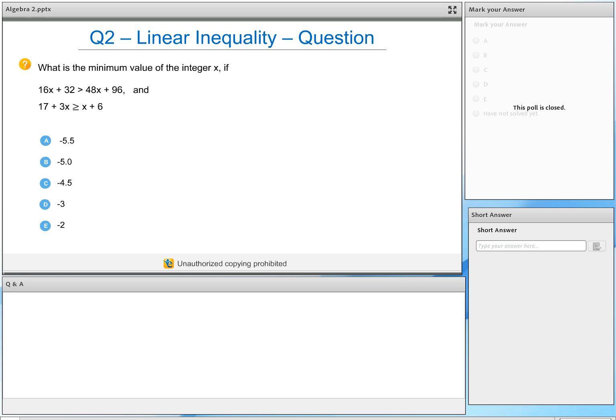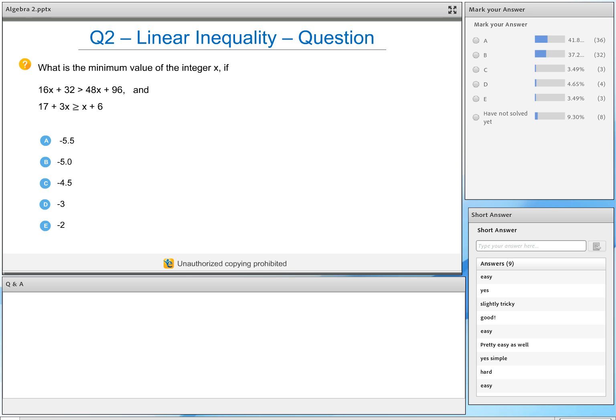So how was this question? Do you guys feel confident about this question? It's easy, slightly tricky, good, pretty easy as well. Okay. What if I were to tell you that only 37% of the class got this question correct?